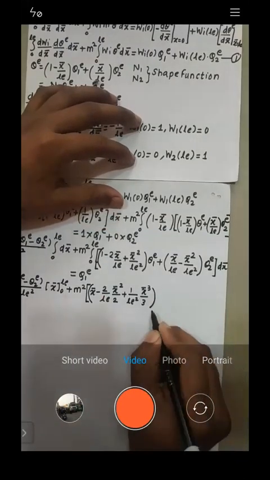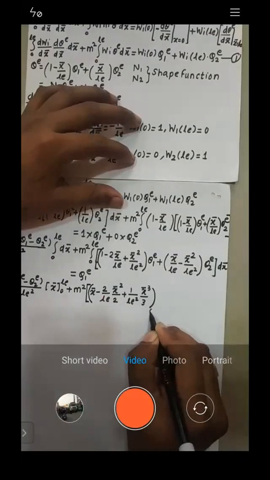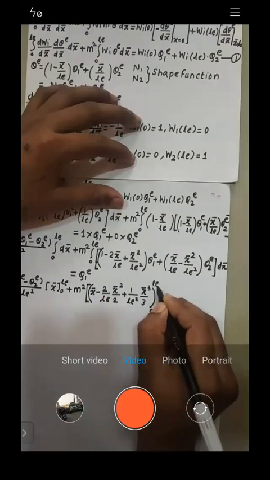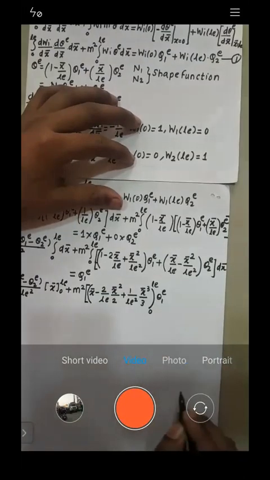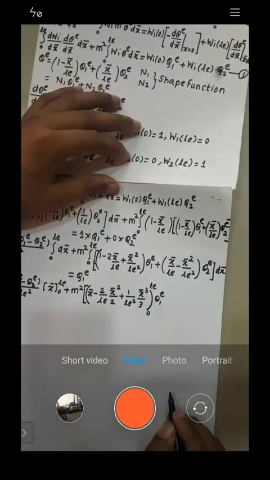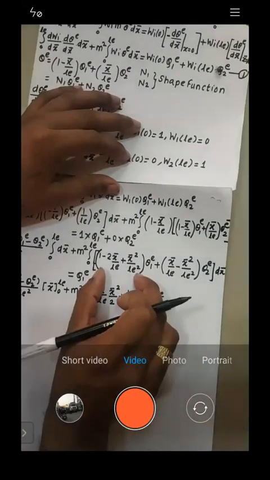So what is the limit for this one? It is 0 to LE. Okay. And this is the coefficient of theta 1E. Remember this one. See, this is the coefficient of theta 1E. Is it okay? Yes, sir.